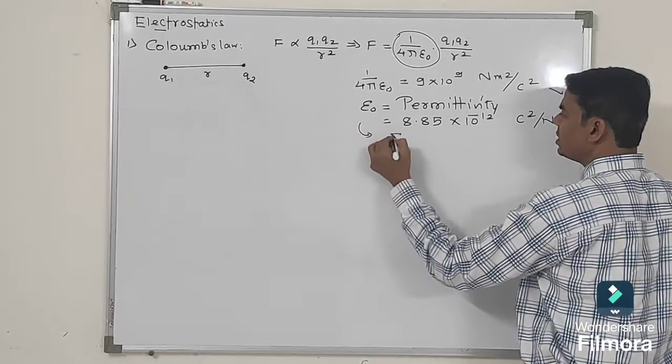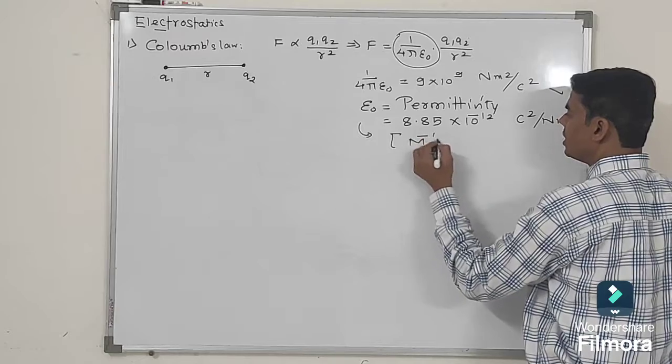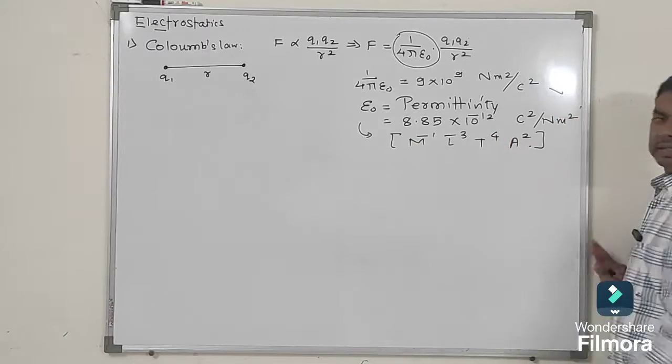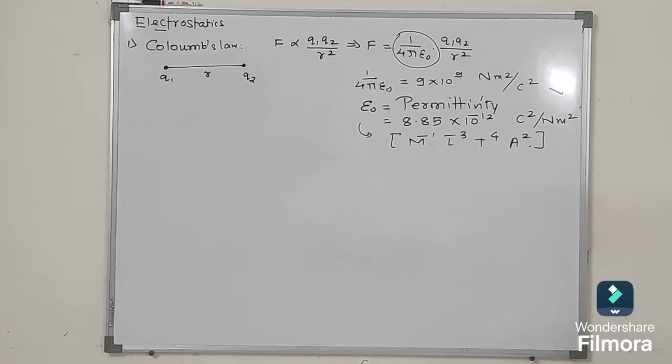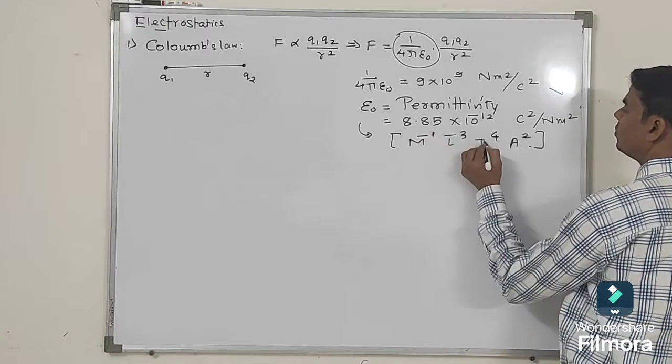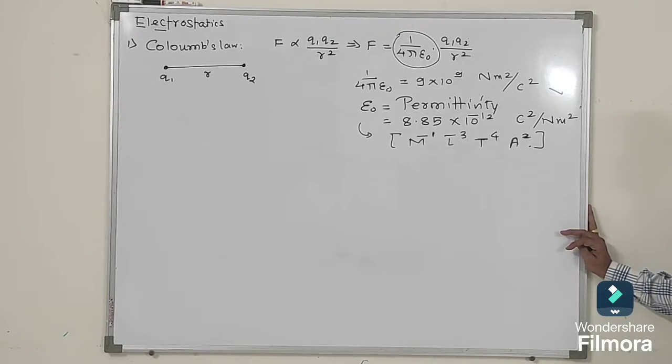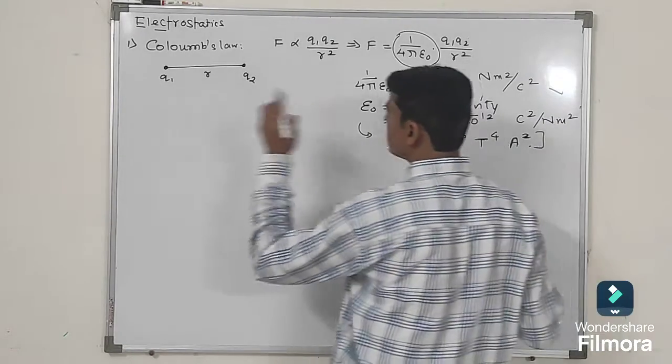Its dimension is very important. It is M minus 1, L minus 3, T4 and A2. This is the dimension of permittivity of free space. This is the first important formula.